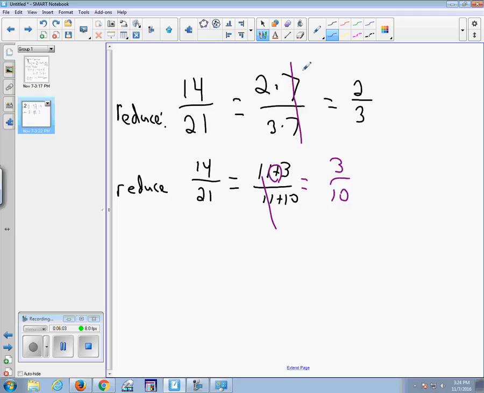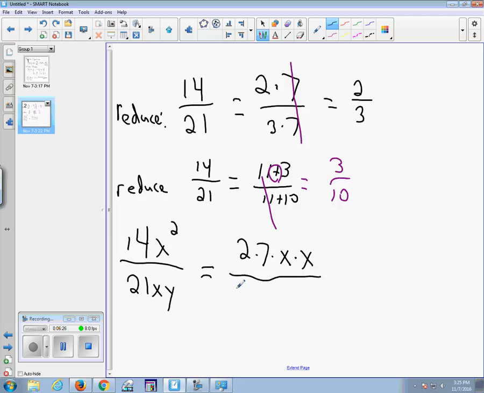Why are we getting into that in such detail? Because we can reduce rational expressions that we've already seen before. A monomial is really easy. So cancel the 7s, cancel the x's. I have 2 and x left up top, and 3 and y on the bottom. Very nice.